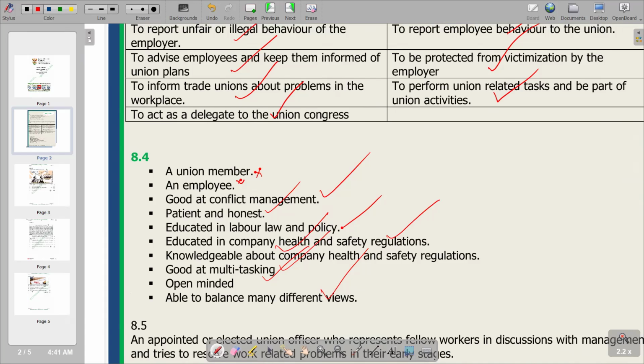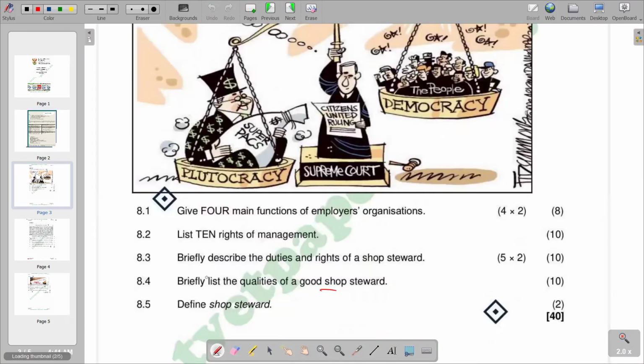So we move on to the last part of our question, which is 8.5, saying define a shop steward. So we have defined a shop steward earlier, whereby we were saying a shop steward is a person that is elected by workers, that is going to represent workers at the workplace. And obviously, that shop steward will be reporting directly to the trade union, whereby the concerns of the workers at that workplace are being handled by that shop steward. So that's what we have. So we've got a brief description of a shop steward.